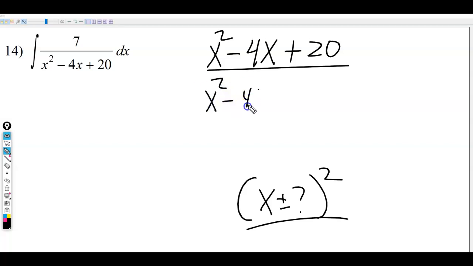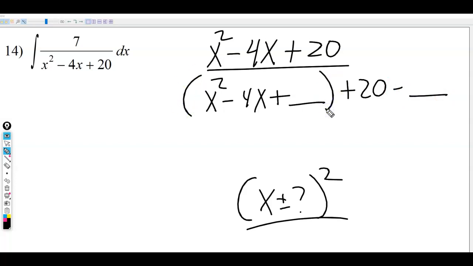And the way you do that is by adding the right number in there. But to keep it kosher, we're also going to subtract that number just so it doesn't change the value. But at least this piece here will now be a perfect square trinomial. Now, how do you do that? You take half of this number, which is 2, negative 2, and then you square it, which is a positive 4, and you put it there.